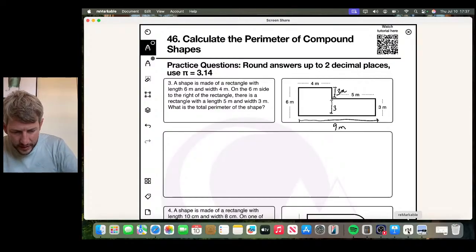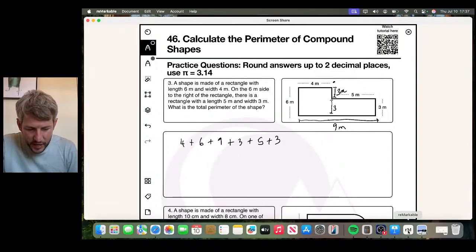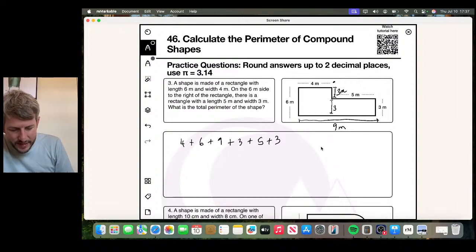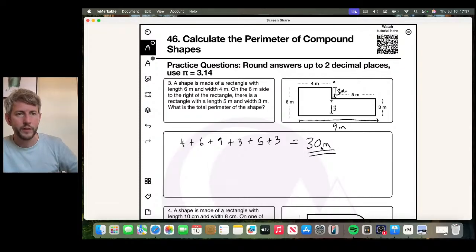So if we start here, we've got 4 meters, 4 add 6, add 9, add 3, add 5, and then add this 3 as well here. So that's, let's just check, 1, 2, 3, 4, 5, 6 sides, 1, 2, 3, 4, 5, 6 measurements there, and I can just add these up. So 4 add 6 is 10, 19, 22, 27, 30 meters. Okay, right. Let's have a look at question 4.